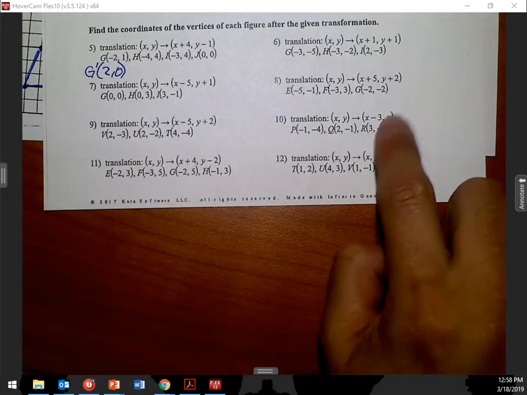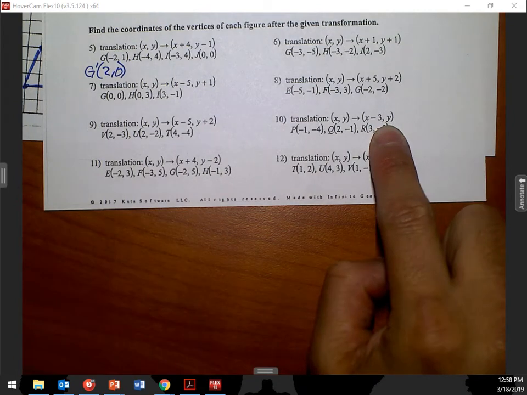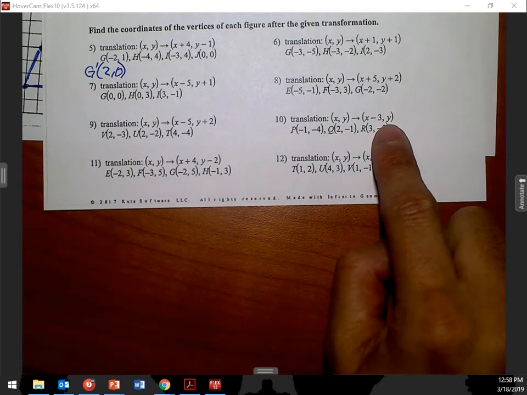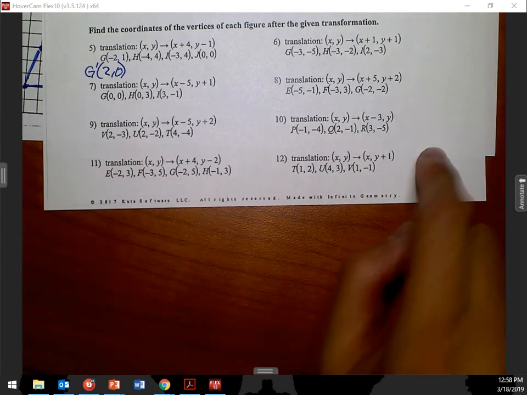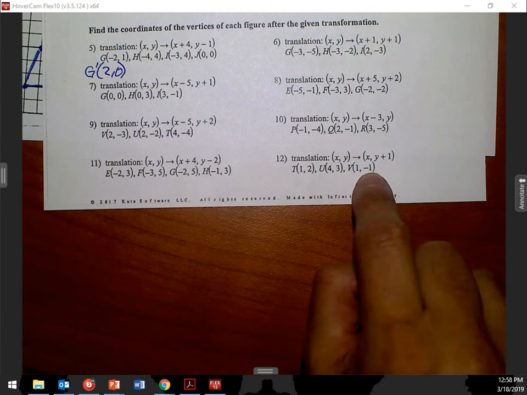Okay, it's going to happen here also, but there's y, and there's nothing to the y. So what do you do? You don't change the y. The y stays the same. You just slide the whole thing left or right on here. This one, the x stays the same, so it just slides it up and down.